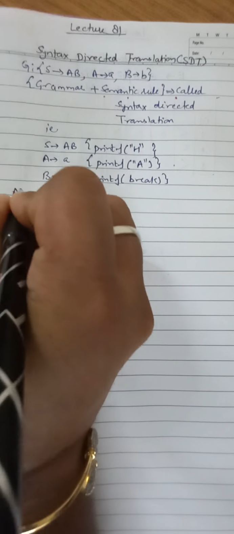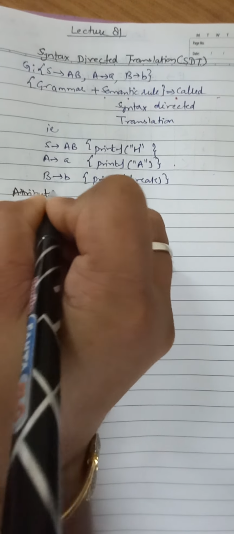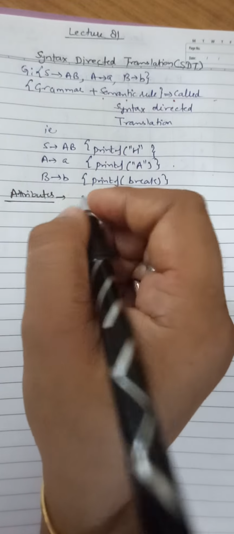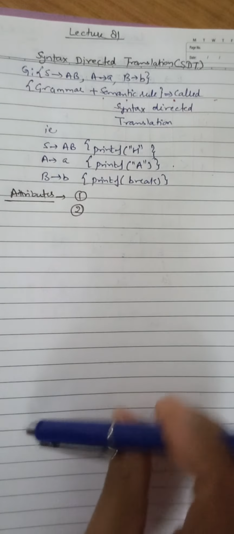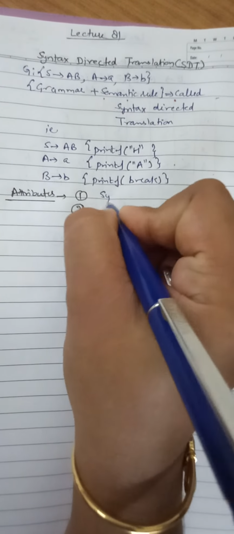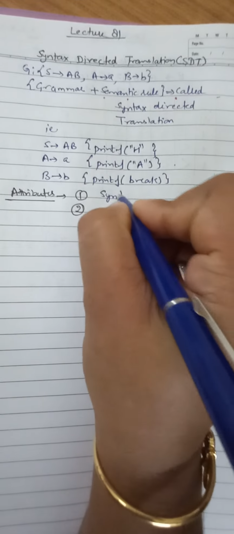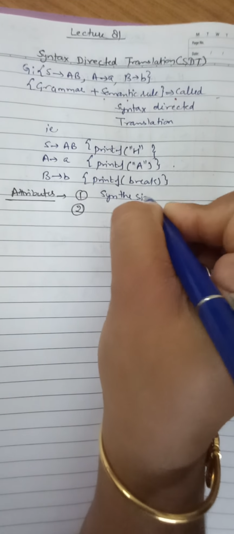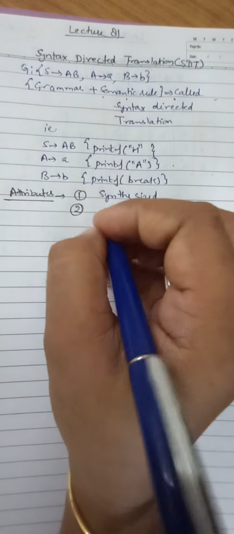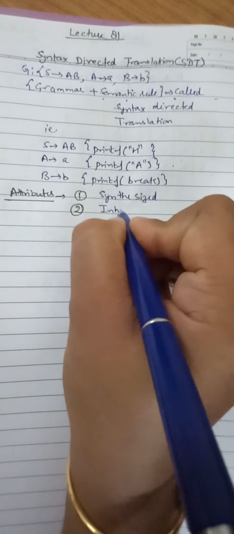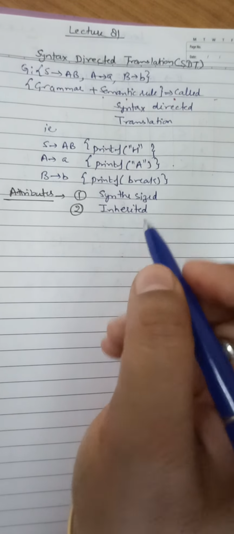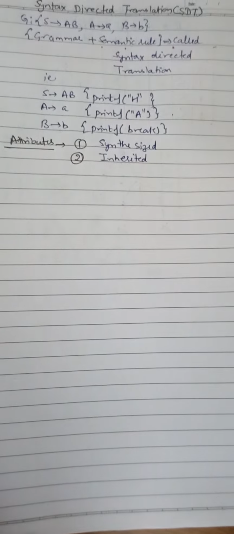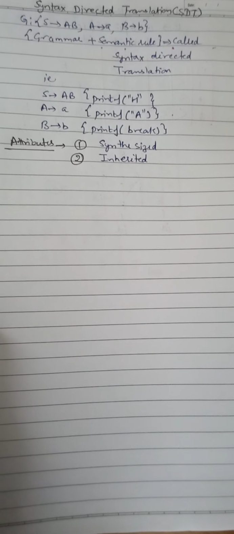Attributes of SDT. Two kinds of attributes are present. One is synthesized and another one is inherited. So what is the difference between synthesized and inherited?